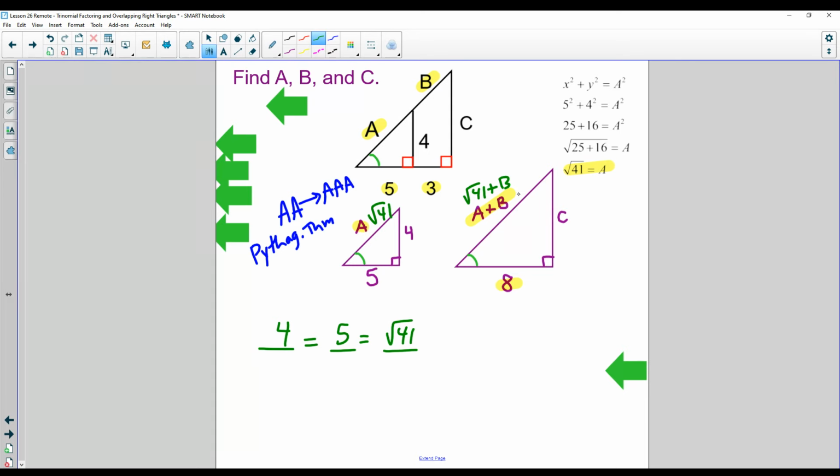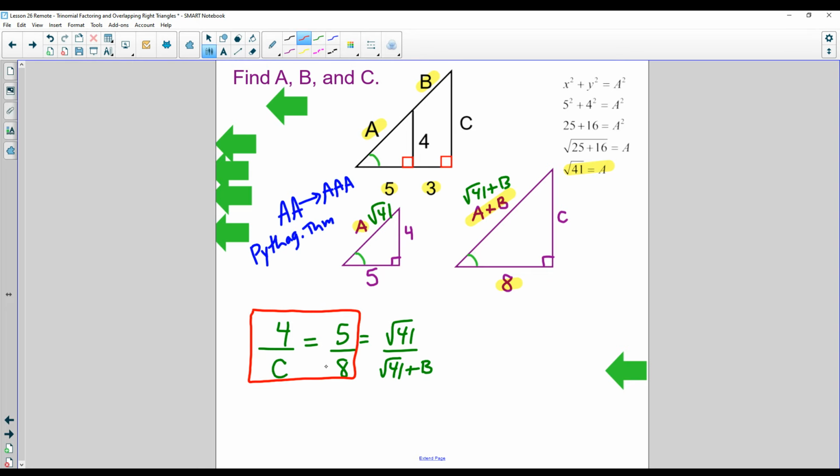And the corresponding sides for the larger triangle, what goes with the 4? The C. What goes with the 5? It's going to be the 8. What goes with the root 41? It's going to be root 41 plus B. Okay, should be good from there. The unique thing about this is it's got a bunch of square roots in it, so we'll go ahead and solve this one together. Let's solve for C first.